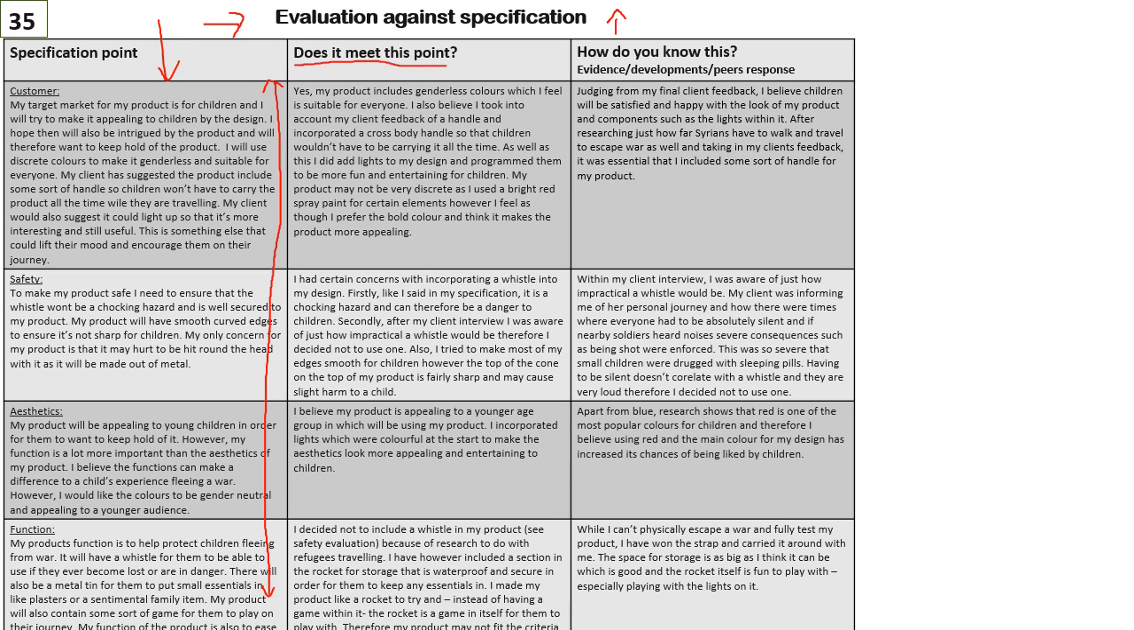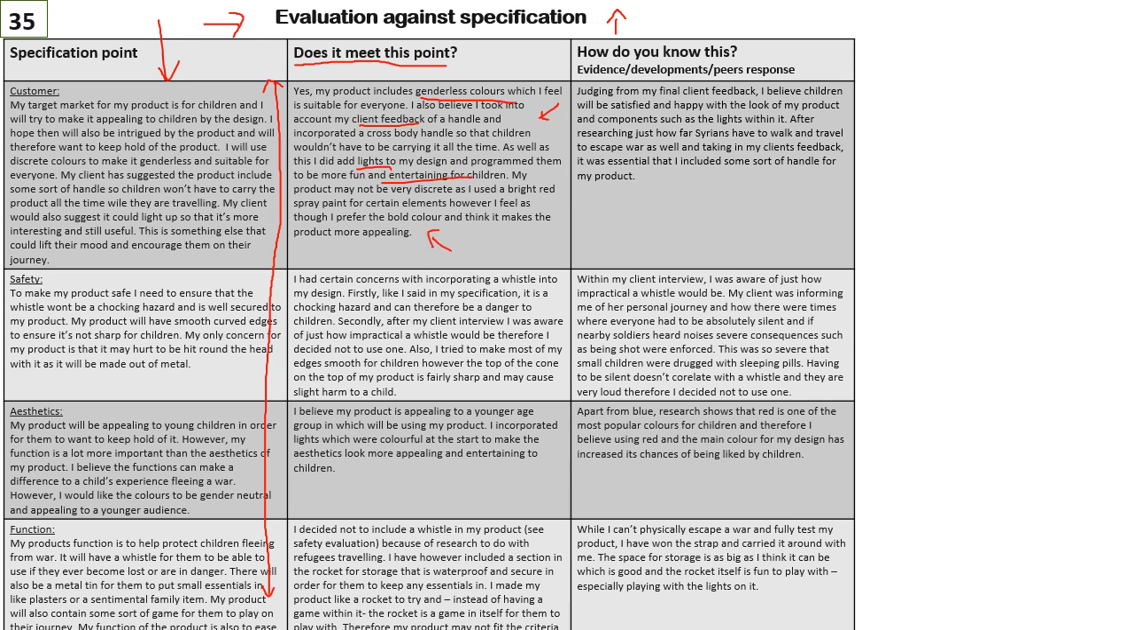And they've evaluated. So for example, on this one, it says, my target market is children, try and make it appealing to them. They want to be intrigued by it, discrete colours to make it genderless and suitable for everyone. And what she's then done is evaluate it against those points. She's used genderless colours, there's client feedback that she used, and she added lights to her design to make it fun and entertaining. So you can see that she's evaluated whether or not her product has met that point.